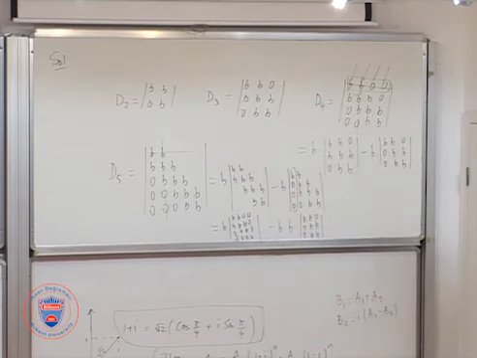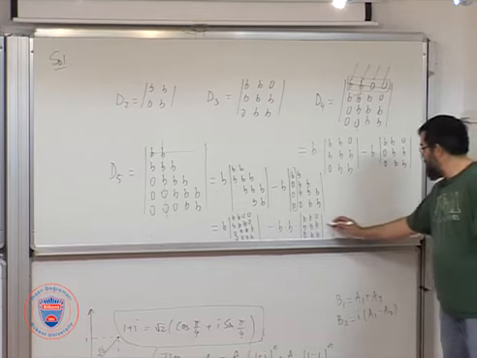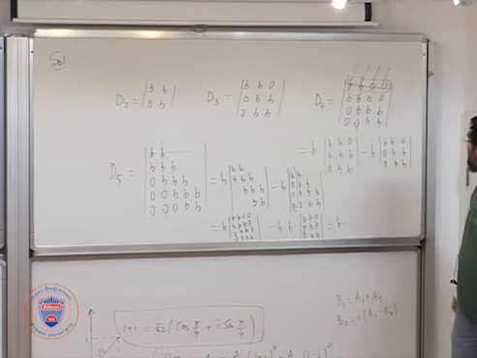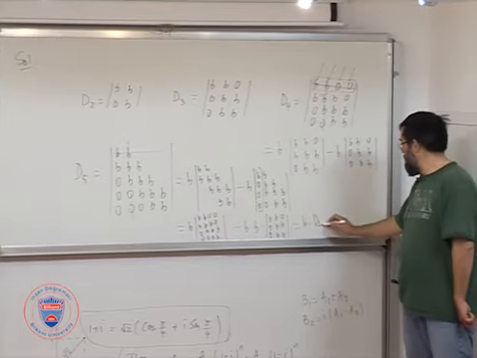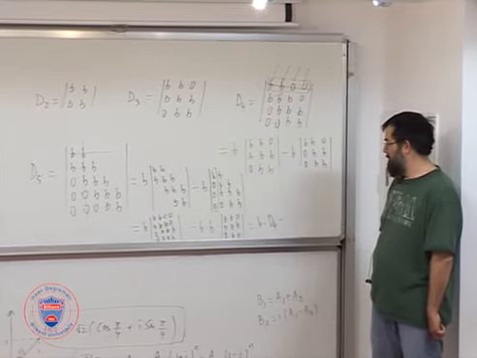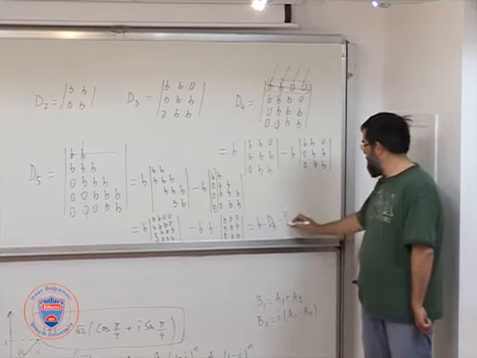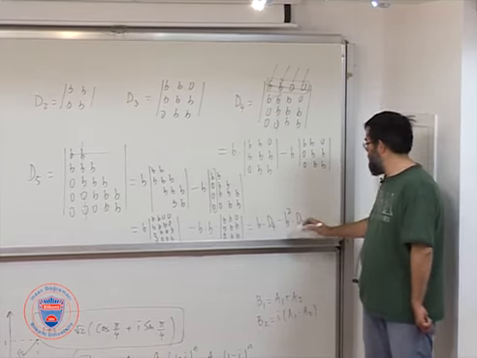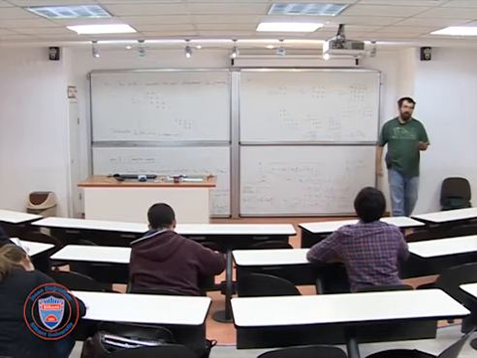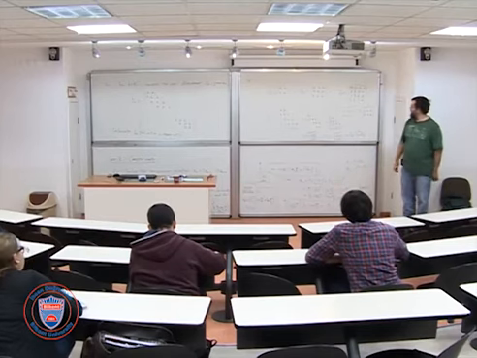So can you tell me what D5 is in terms of D4 and D3? So it's B times D4 minus B squared times D3. And this is true for any n.